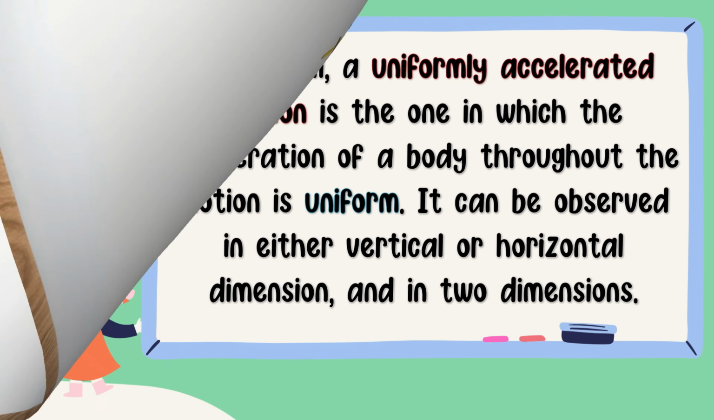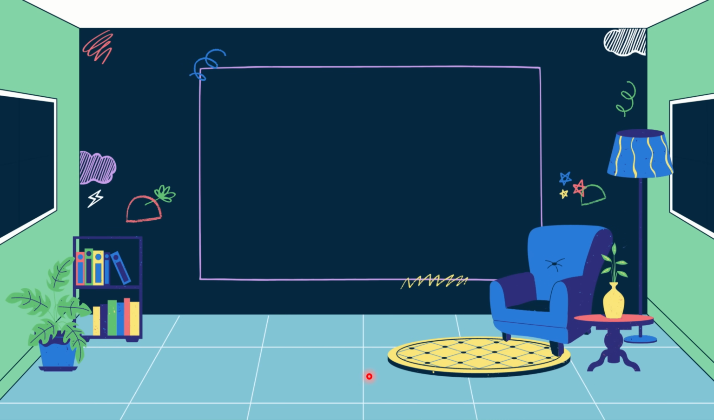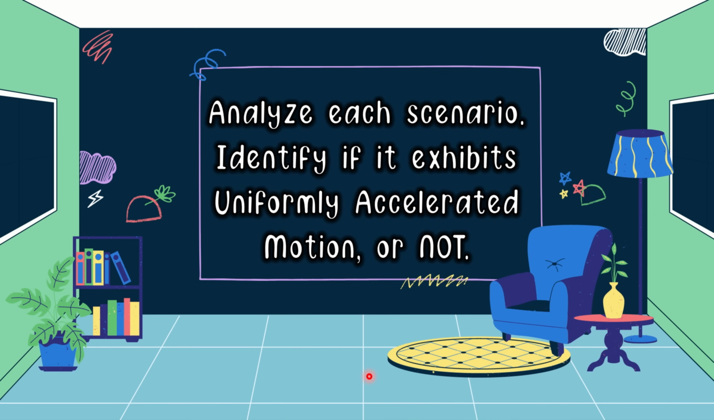In general, a uniformly accelerated motion is the one in which the acceleration of a body throughout the motion is uniform. It can be observed in either vertical or horizontal dimension and in 2 dimensions. Let us have an activity for you to understand the uniformly accelerated motion. Analyze each scenario. Identify if it exhibits uniformly accelerated motion or not.